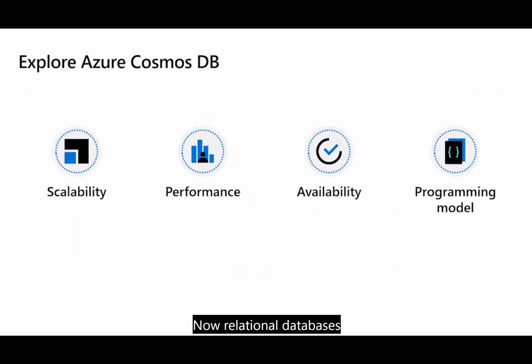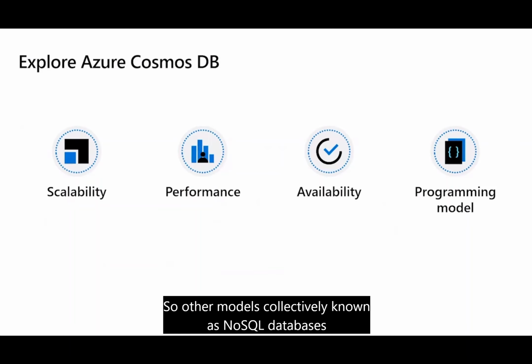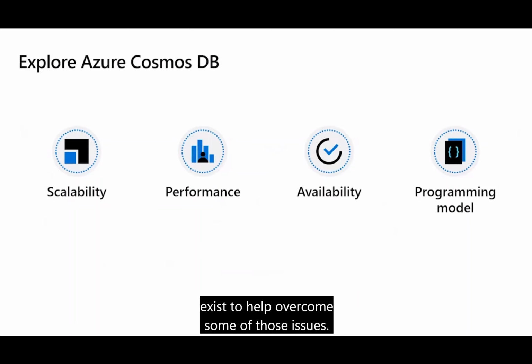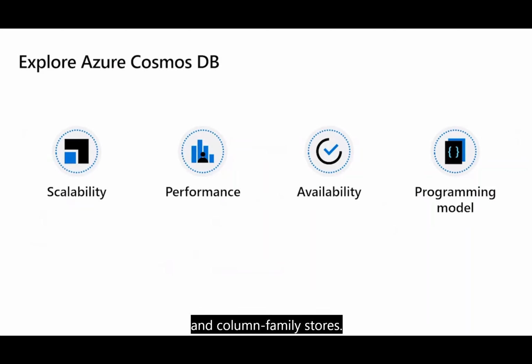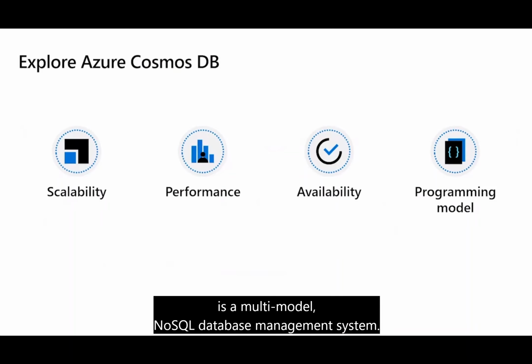Now, relational databases store data in relational tables, but sometimes the structure imposed by this model can be a bit too rigid, and often this leads to poor performance unless you have a lot of time to really fine-tune some of those implementation problems. So other models, collectively known as NoSQL databases, exist to help overcome some of those issues. These models store data in other types of structures, such as documents, graphs, key value stores, and column family stores. Azure Cosmos DB is a multi-model NoSQL database management system.